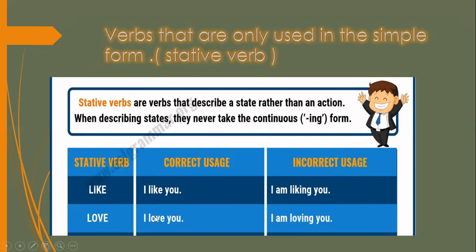Why? Because like, love, and hate are stative verbs that never take the continuous form ing. So don't forget these rules. With these stative verbs, we only use the simple present form of the verb.